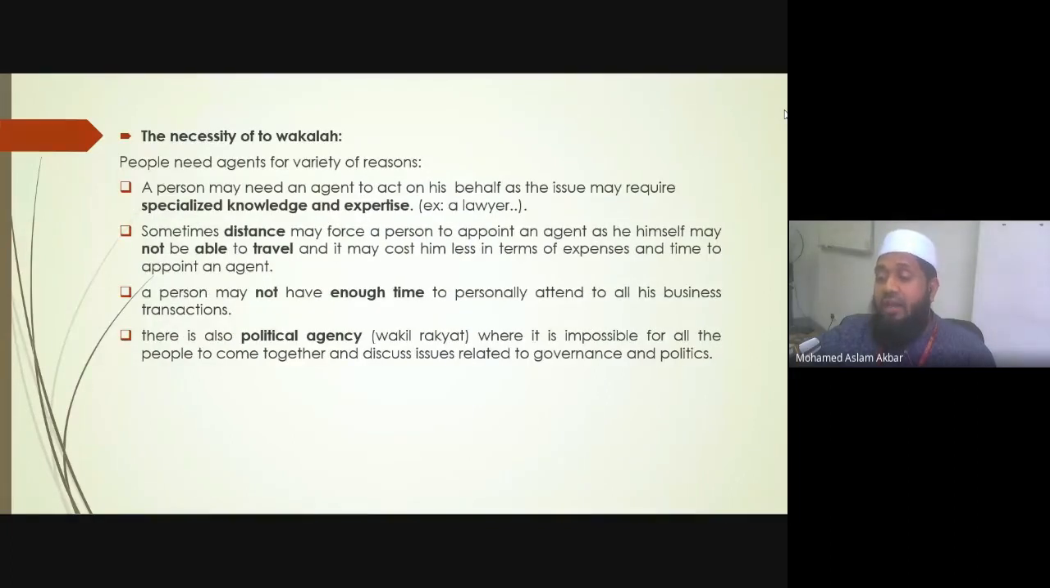So it's a non-binding contract. The necessity to do wakala. Why do you need wakala? As I told you, you may require specialized knowledge and expertise. For example, that's the reason why we're always looking for a lawyer.